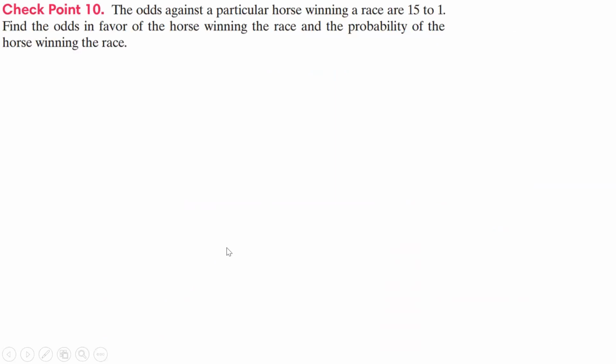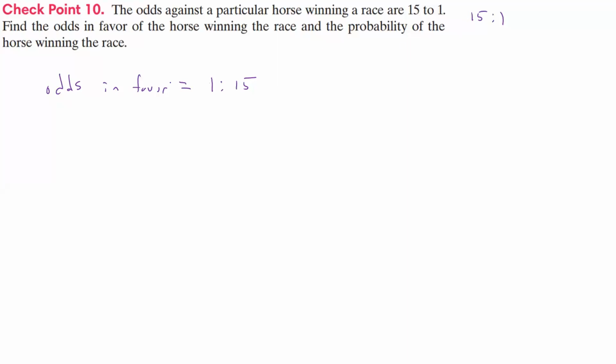It says the odds against a particular horse winning the race are 15 to 1. Find the odds in favor of the horse winning the race and the probability of the horse winning the race. Well, if the odds against are 15 to 1, what are going to be the odds in favor? If this is 15 to 1, then if we switch it around, it's going to be 1 to 15, right? Remember, we could just switch them, and that was how it works from odds against to odds in favor.